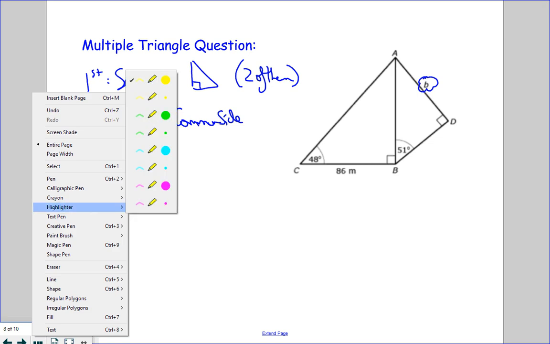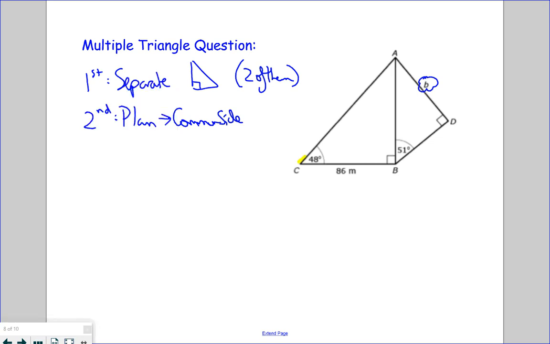So my 2 right angle triangles are this one. There's my first right angle triangle. And this one.